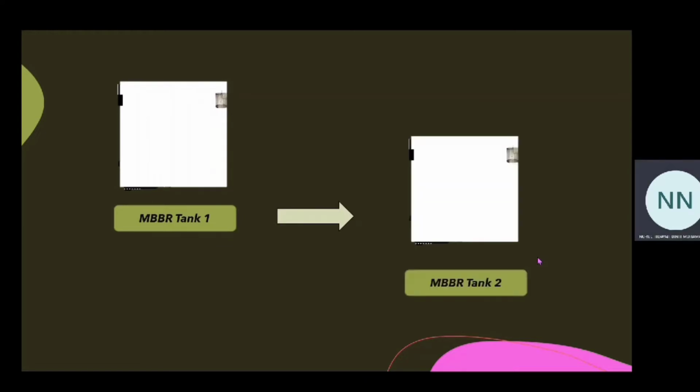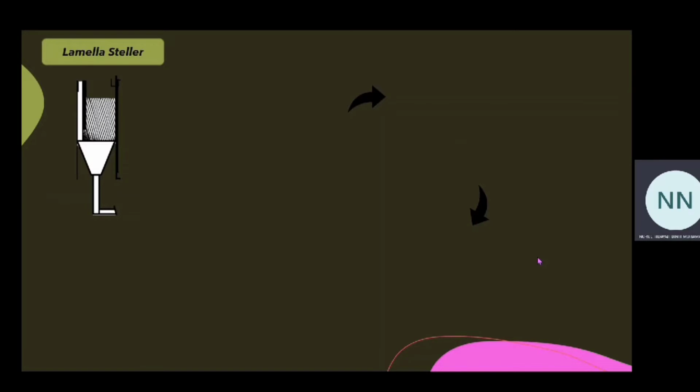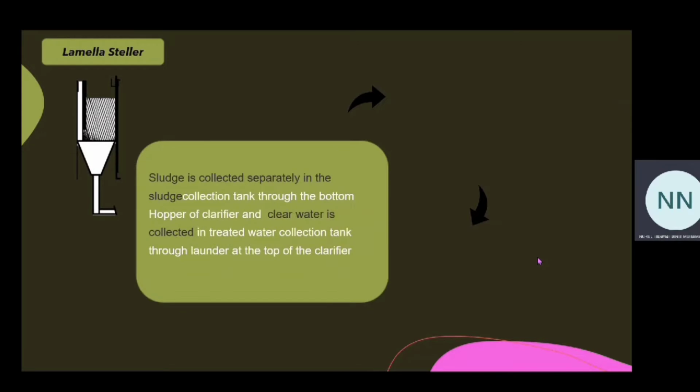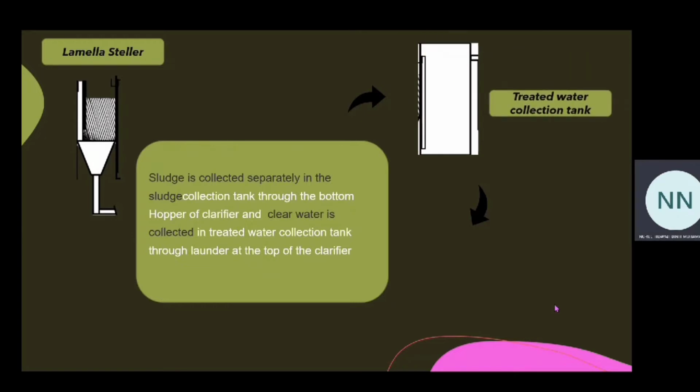The process of MBBR tank 2 is almost the same as MBBR tank 1, but there is some specific purpose to providing MBBR tanks in a series. Besides, a mixture of digested sludge and treated water is sent to the lamella clarifier, where sludge is collected separately in the sludge collection tank through the bottom hopper of the clarifier. Clear water is collected in the treated water collection tank through the launder at the top of the clarifier.